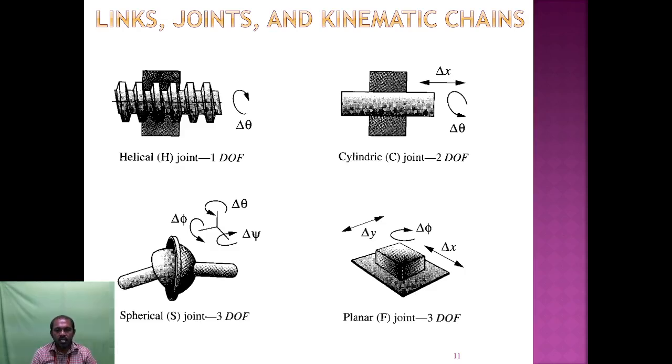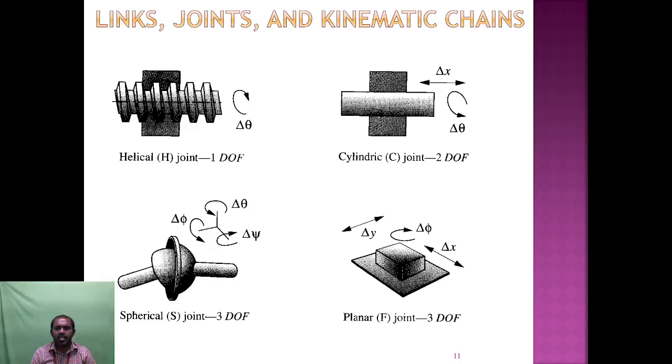And the next is a spherical joint. The spherical joint has 3 degrees of freedom. Look at delta alpha, delta beta, and delta gamma: it means it can rotate in 3 directions, the x direction, y direction, and z direction. So you have 3 degrees of freedom for the spherical joint. It is not a surface contact; it has point contact.